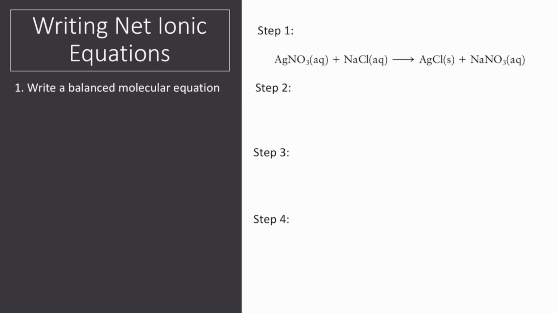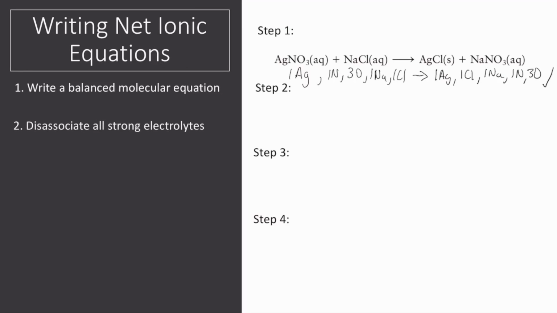To make sure that this is balanced, we count the number of atoms on each side. We have 1 silver, 1 nitrogen, 3 oxygens, 1 sodium, and 1 chlorine on the left hand side. On the right hand side we have 1 silver, 1 chlorine, 1 sodium, 1 nitrogen, and 3 oxygens. So this seems to be balanced.